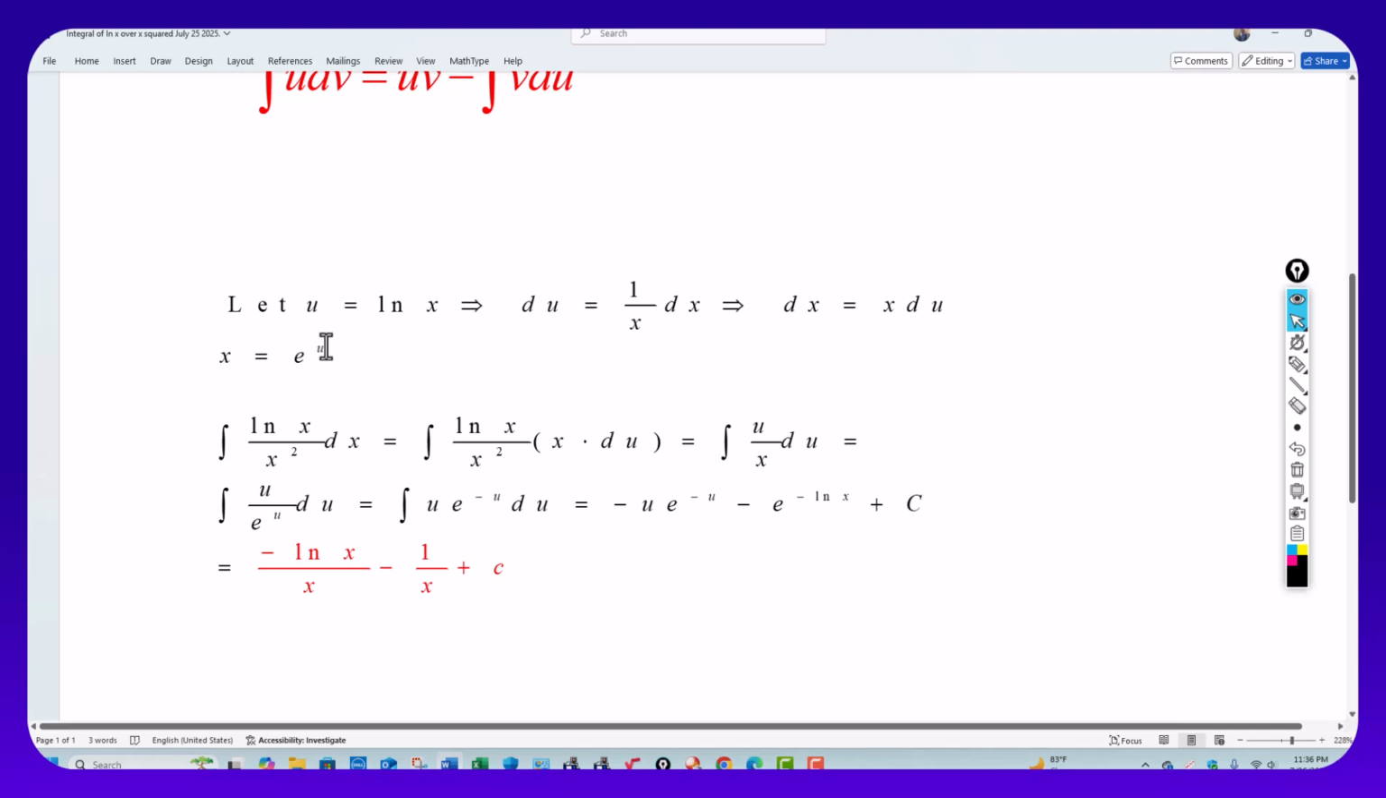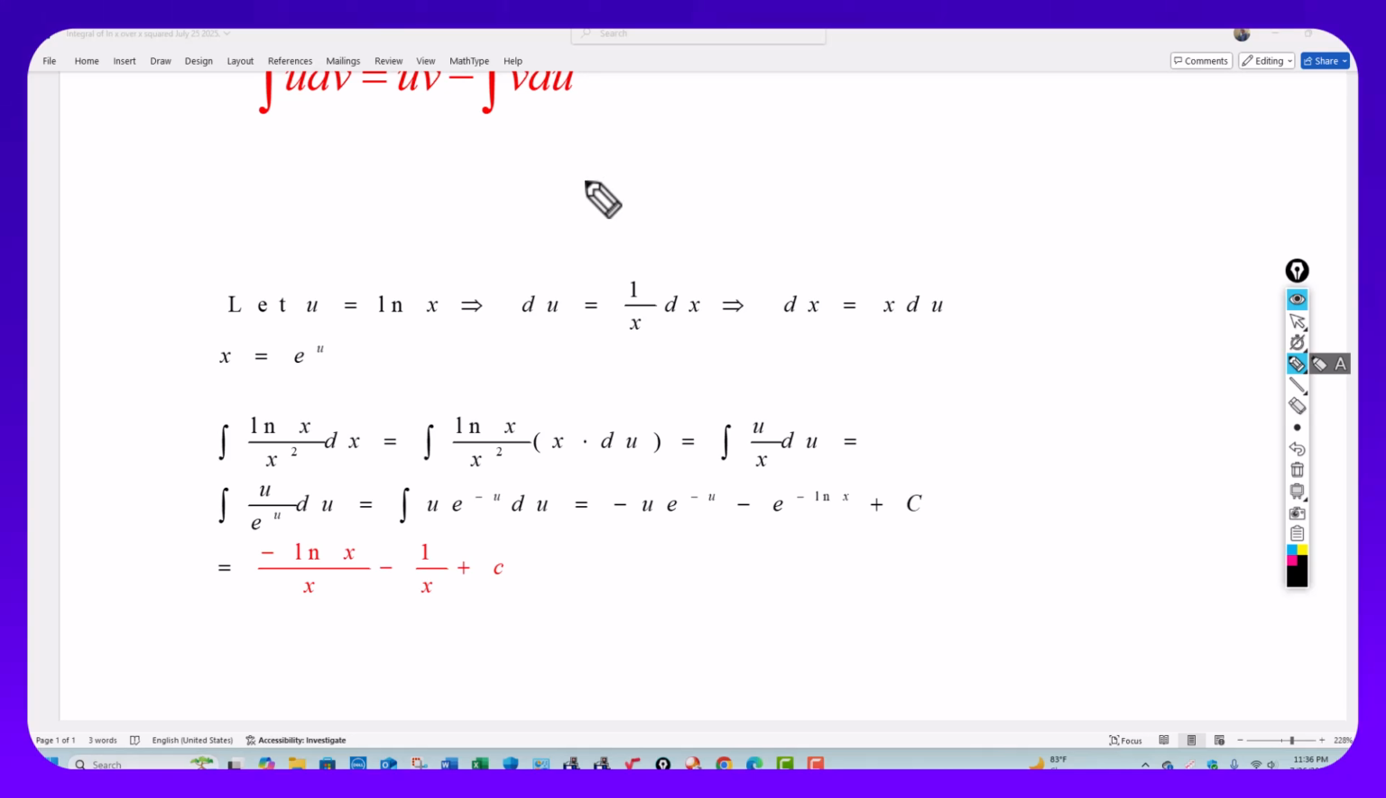Next method is the standard u-substitution. So the first one was integration by parts, and you'll see that's the shorter way to do it. But just in case you want to see it this way, this is the u-substitution. So I'm going to let u equal ln of x. Then du is equal to 1 over x dx. This implies that if I multiply through by x, dx is equal to x du. I just multiply both sides by x, which puts the x over there with the du.